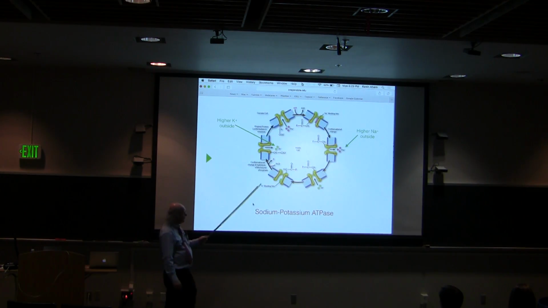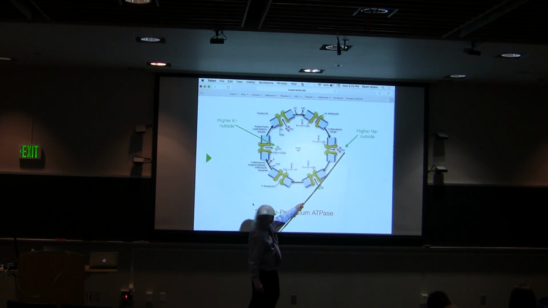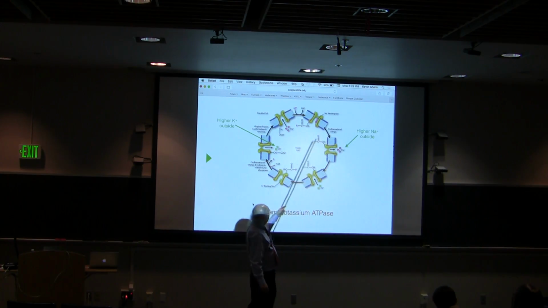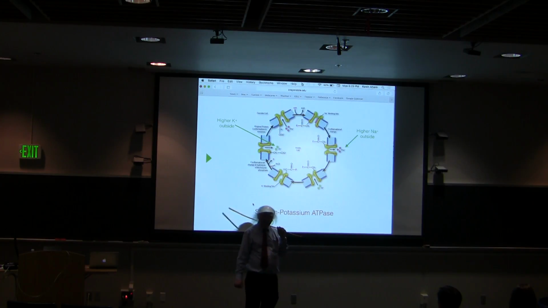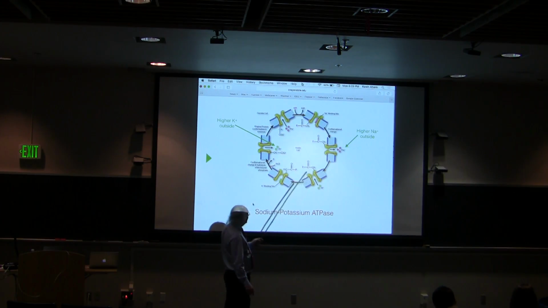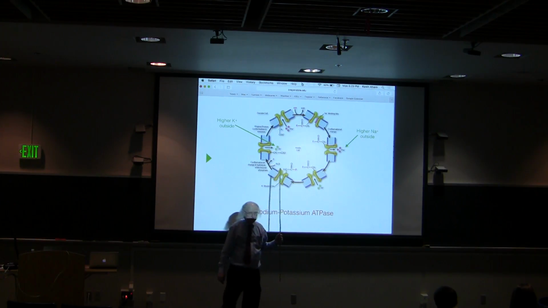Sodium potassium ATPase, I pointed out, was the most important transporter inside of cells, moving 3 sodiums out and 2 potassiums in. I've got to change that figure, 2 potassiums in. And that makes it an electrogenic transporter. It also makes it an antiport because we've got out and we've got in. Okay.